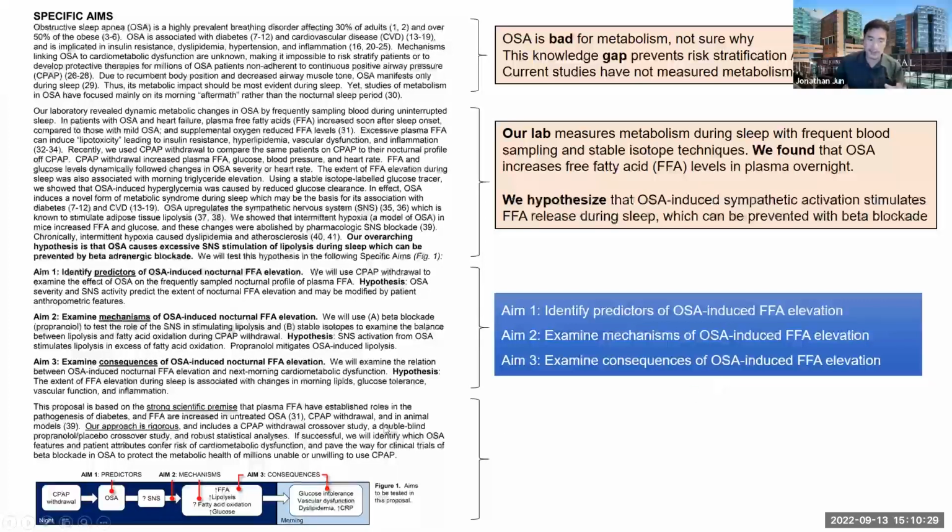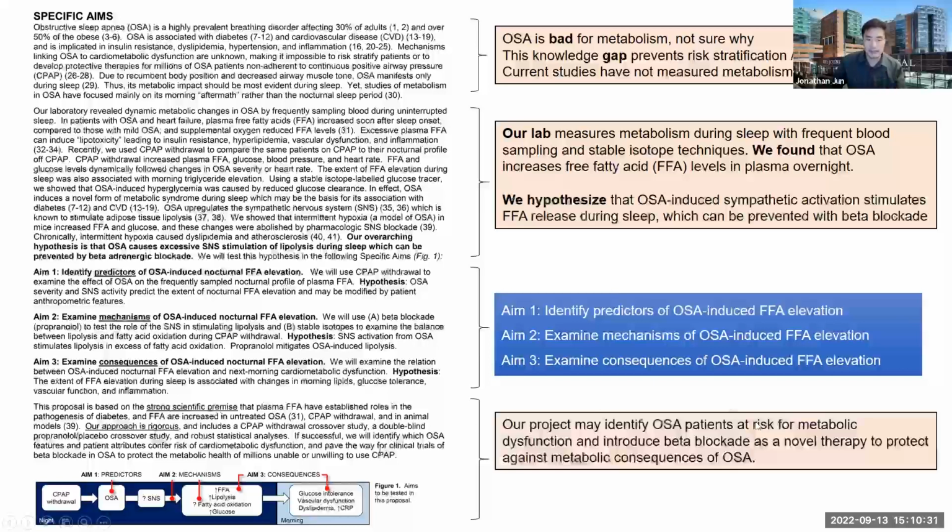Finally, at the end is a paragraph that talks about the implications. We may identify patients at risk and novel therapies to protect against metabolic consequences. I generally favor putting a figure of some kind under your aims page, a small concept diagram, so it's easy for the reader to follow.